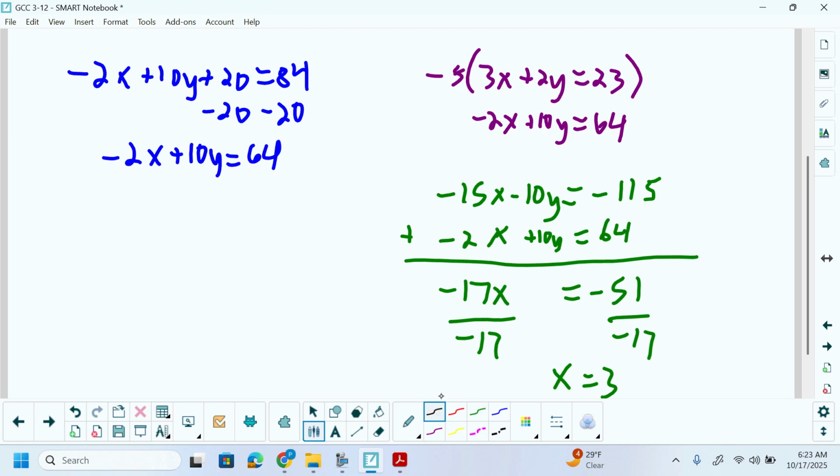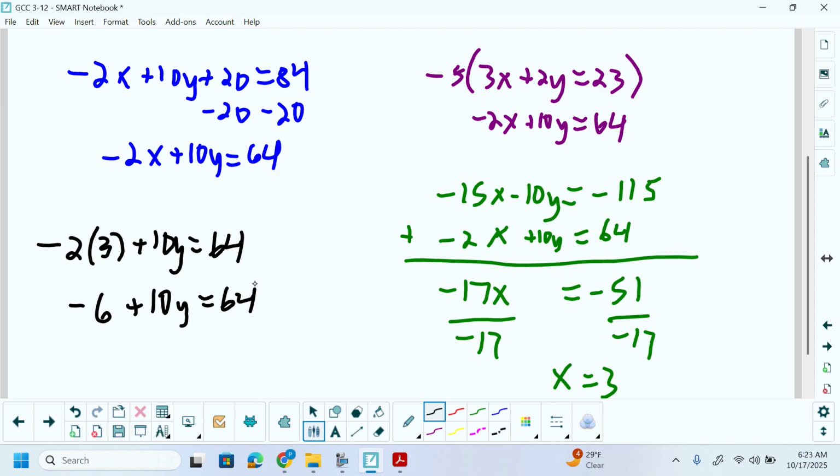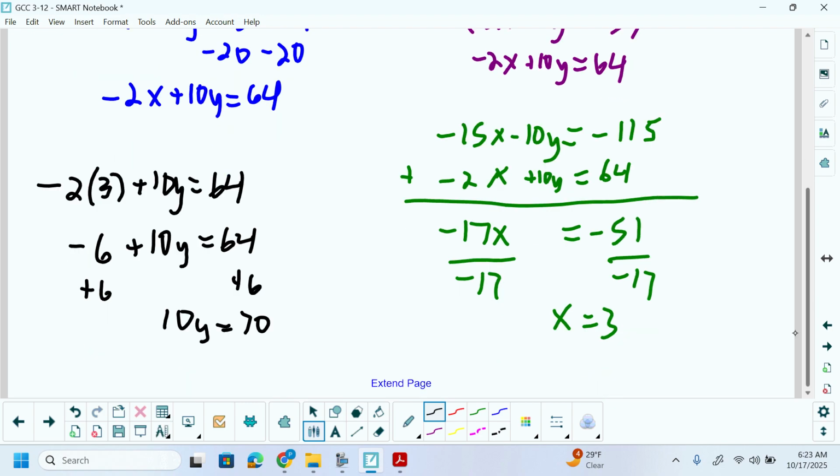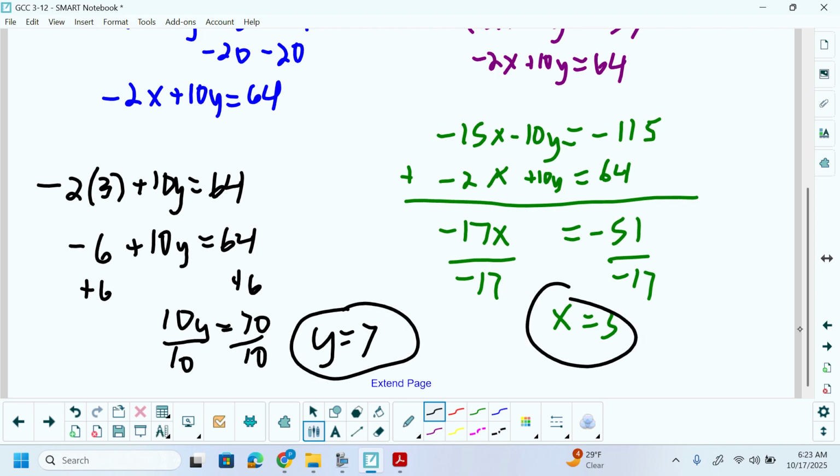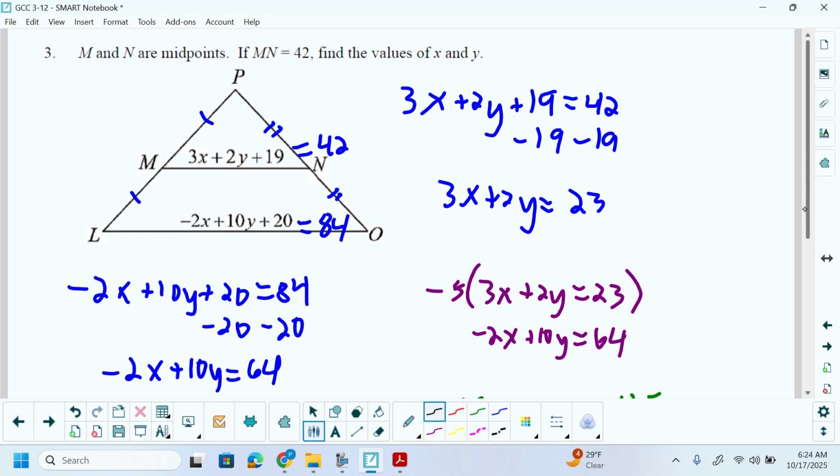From there, we can sub into either of our equations that had x and y. I'm just going to go with the blue one on the left here. So we'll have negative 2 times 3 plus 10y equals 64. So that's negative 6 plus 10y equals 64. Add the 6 over, we get 10y equals 70. And when you divide by 10, you get y equals 7. If we double check the question, that's all we wanted to find was x and y.